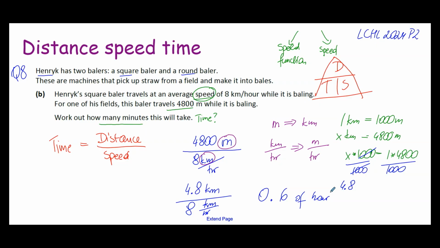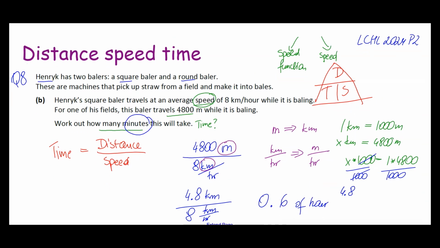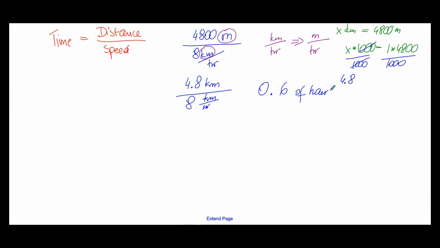Now our answer has to be in minutes. So how do I change 0.6 of an hour to minutes? Don't be mistaken, 0.6 of an hour does not equal 60 minutes, because that's 1 hour. So we have to multiply 0.6 by 60 in order to get the number of minutes. And we get 36 minutes.